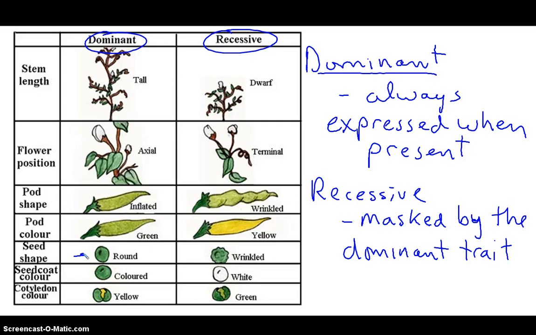And so what he was able to do is develop his terms where dominant was a trait that was always expressed when present. And then recessive could be masked by the dominant trait. Even if a pea plant possessed the recessive trait, it didn't always show up in its physical appearance.